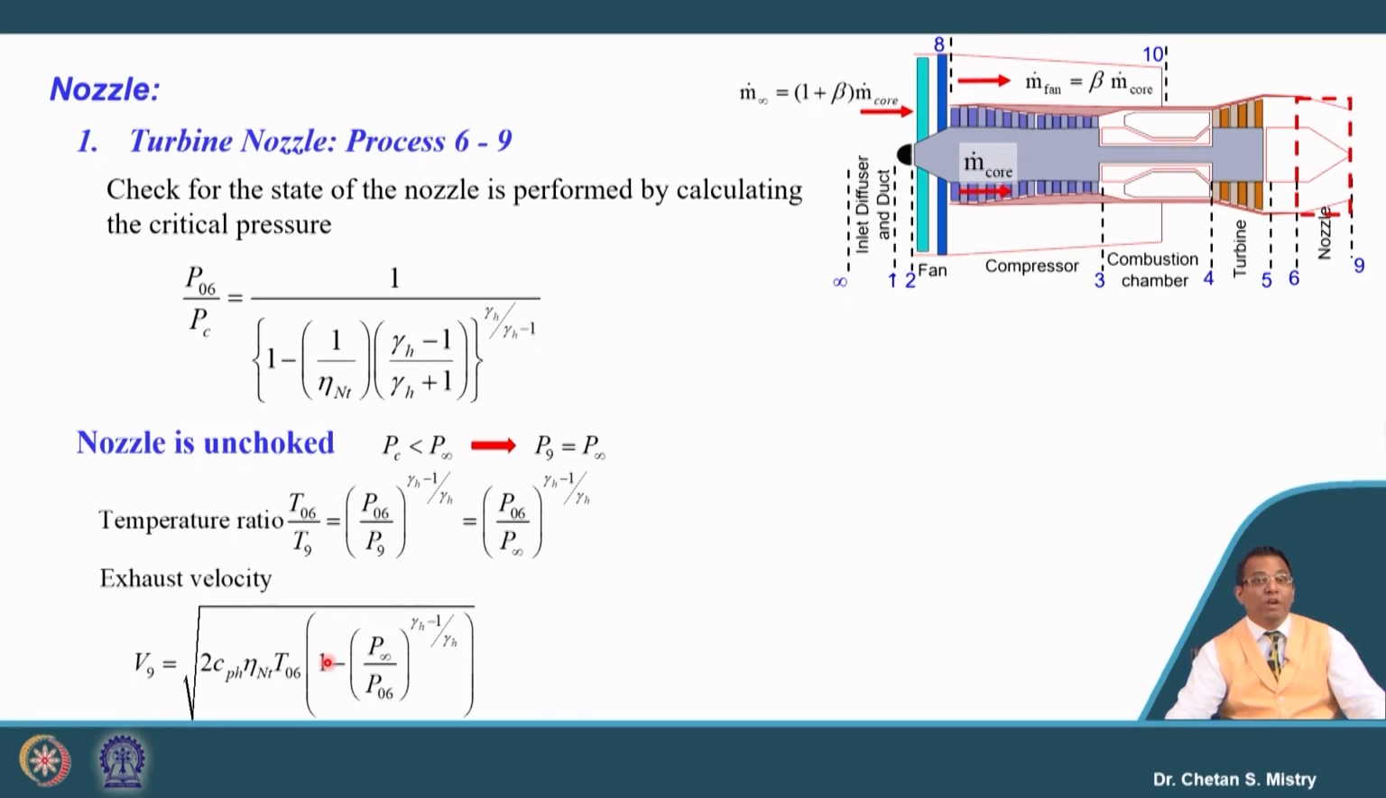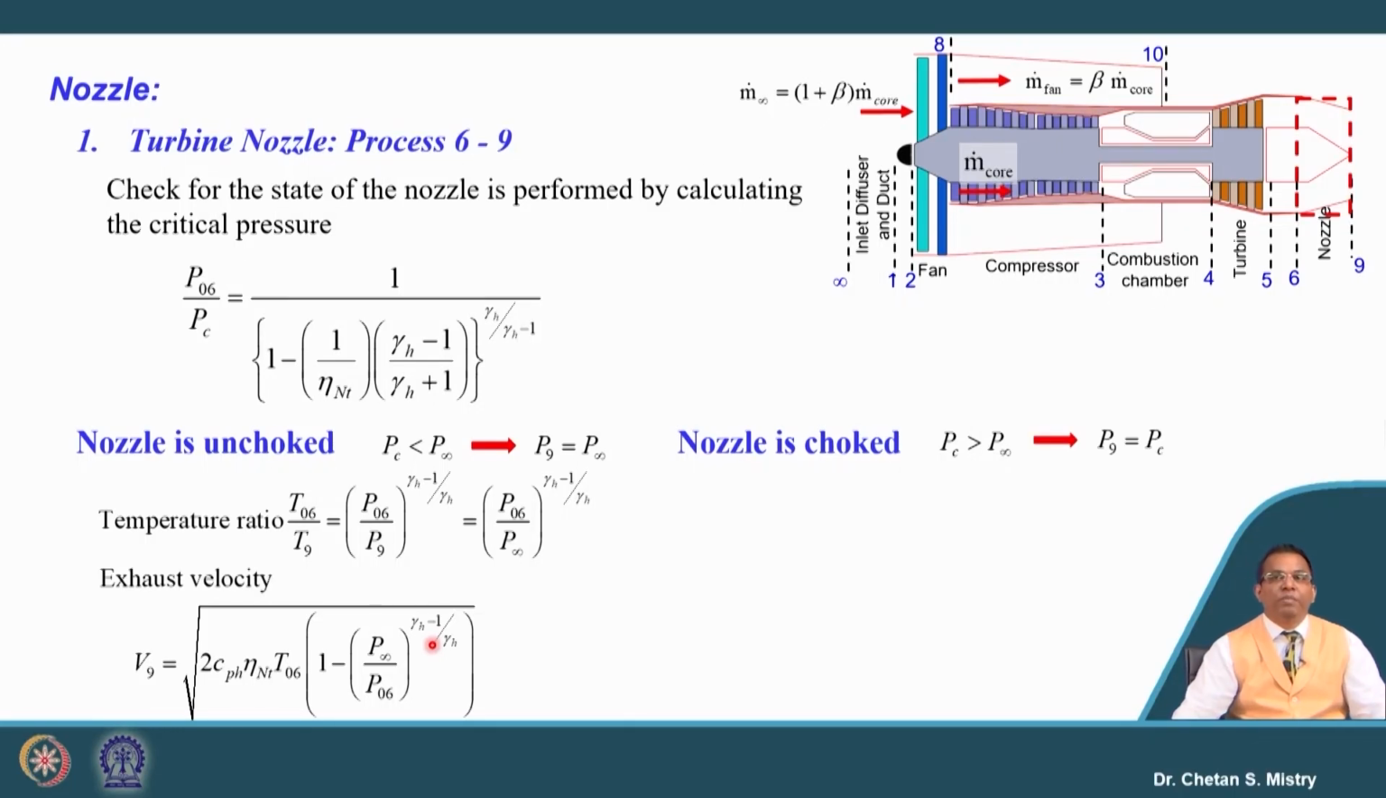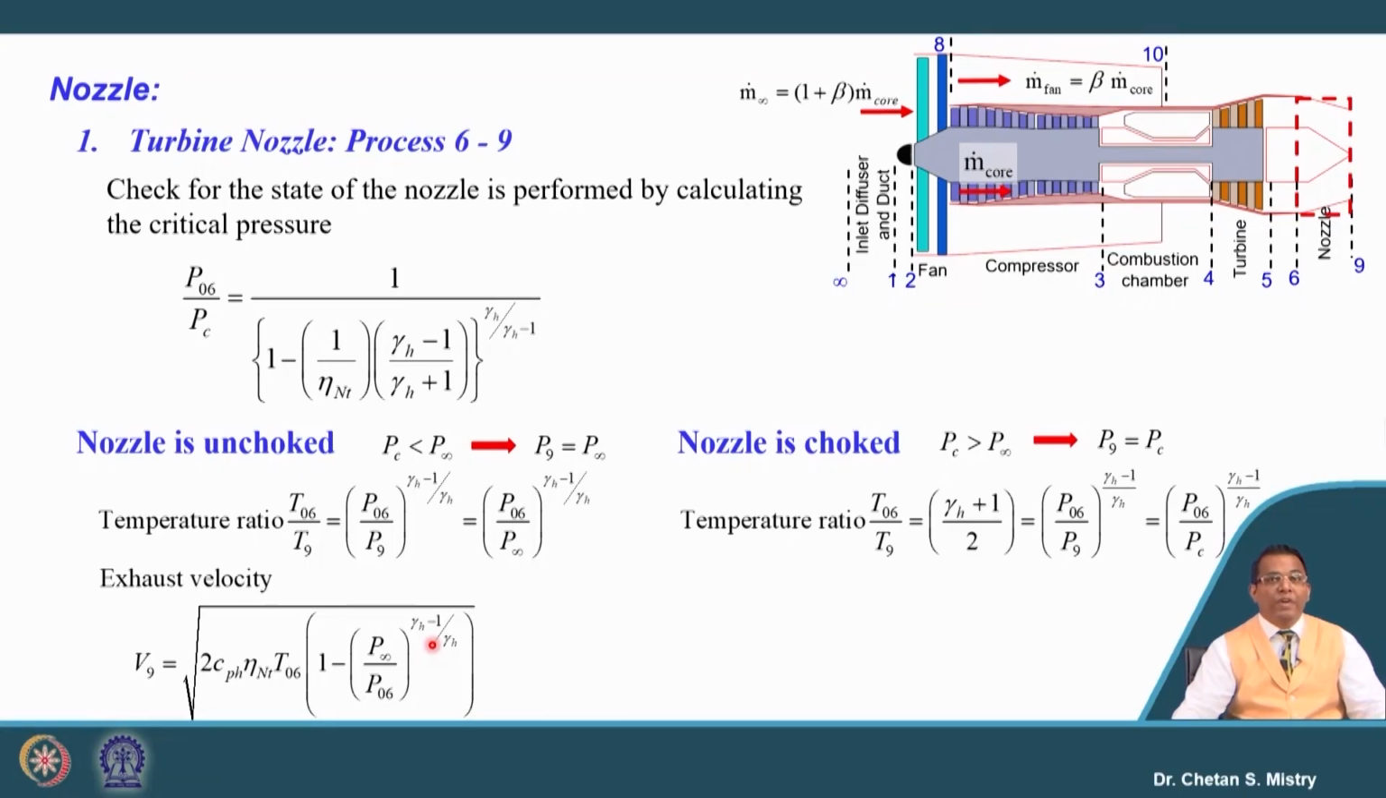Okay. This is similar to what we have done for the turbojet engine. Suppose we have a configuration where the critical pressure is greater than the atmospheric pressure, we say that the nozzle is under the choke condition, and the exit pressure is equal to the critical pressure. We can calculate the temperature ratio, and from that temperature ratio we can calculate our exhaust velocity. If you have any doubt how these equations are coming, I suggest you repeat week 2 again in order to understand these formulations.